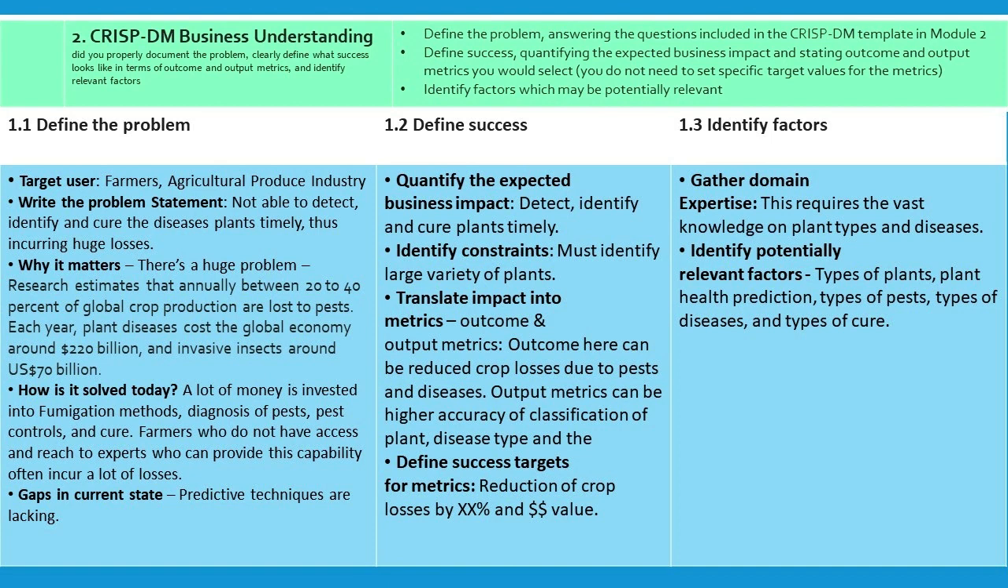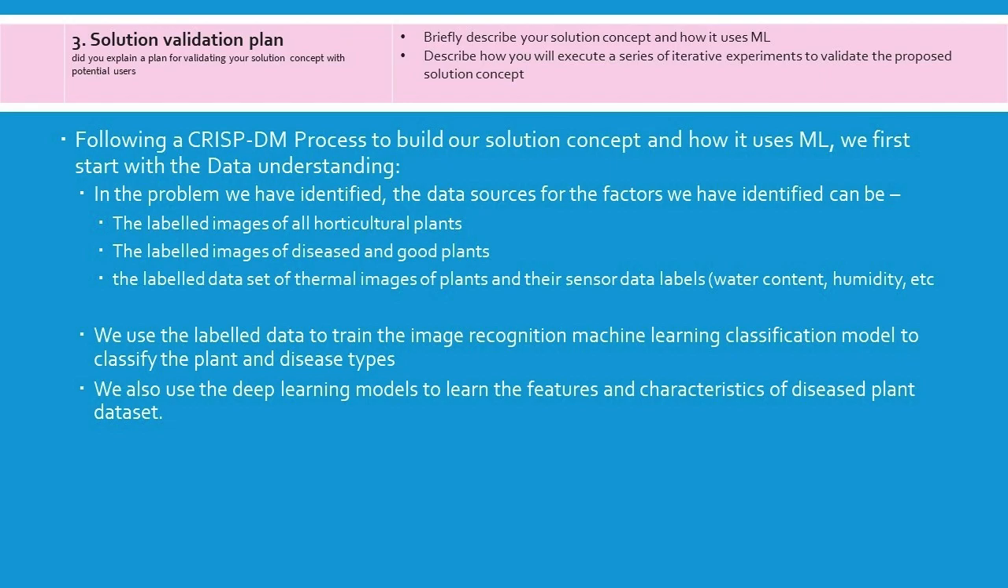Now the key factors: this requires deep expertise for labeling and training. The potential factors here are plant types, plant health, types of pest, types of diseases and types of cure. Now that we have defined the problem, we have defined the success factors, we have identified the constraints, we have defined the outcome and output metrics. So let's move to this next step of validating the solution.